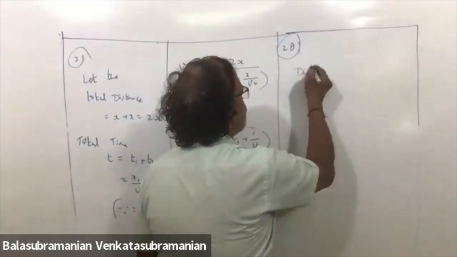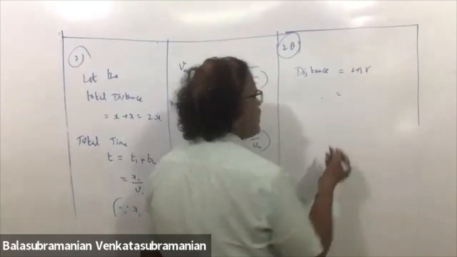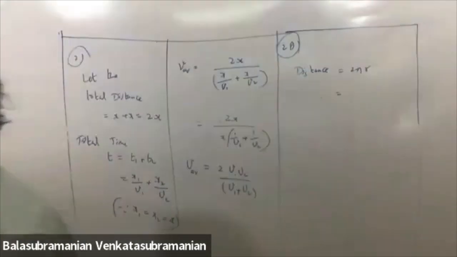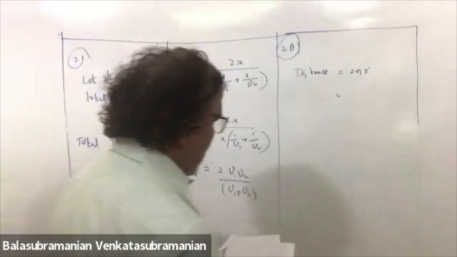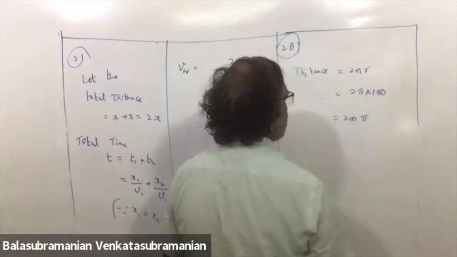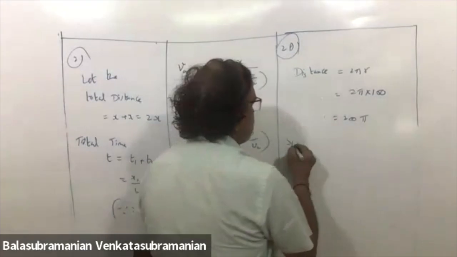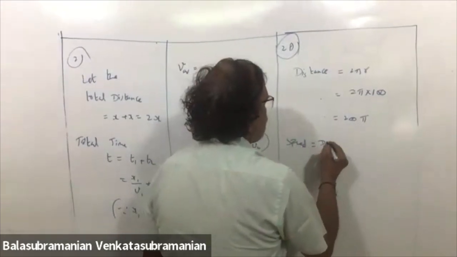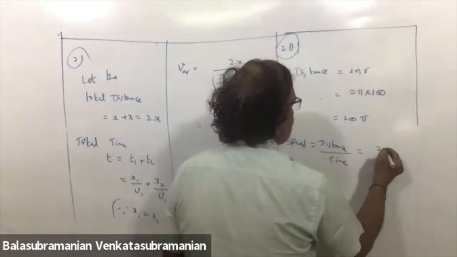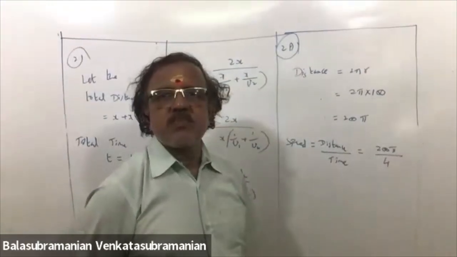Speed means you want the distance. Circular motion, it should be 2 pi r. What is the radius given here? 100 meters. 2 pi into 100. So 200 pi. Speed is equal to distance by time. That is 200 pi. Time is 4 minutes.